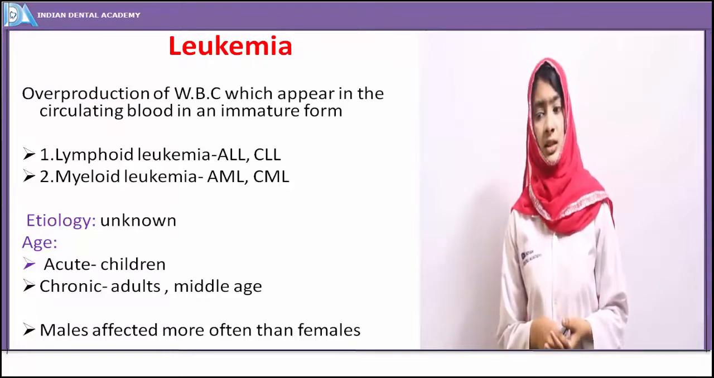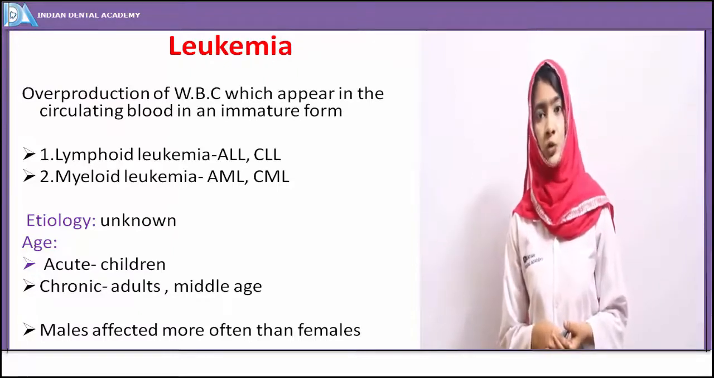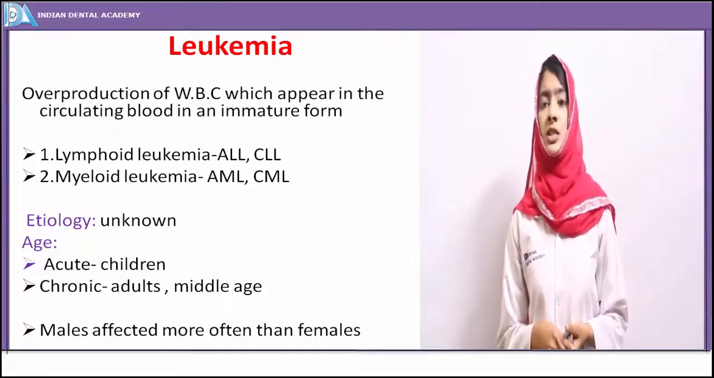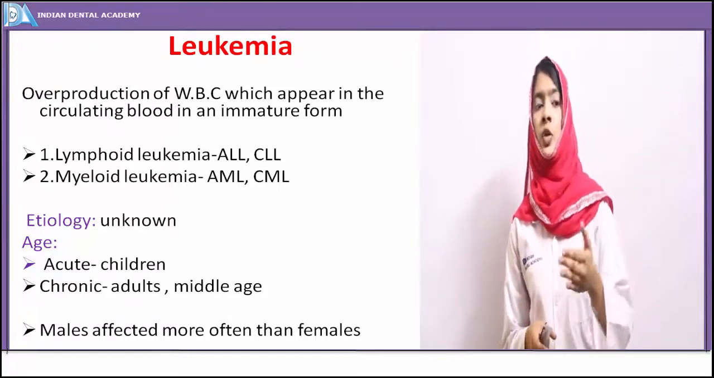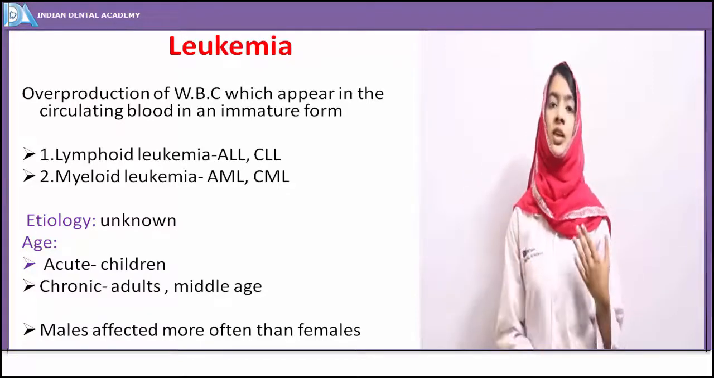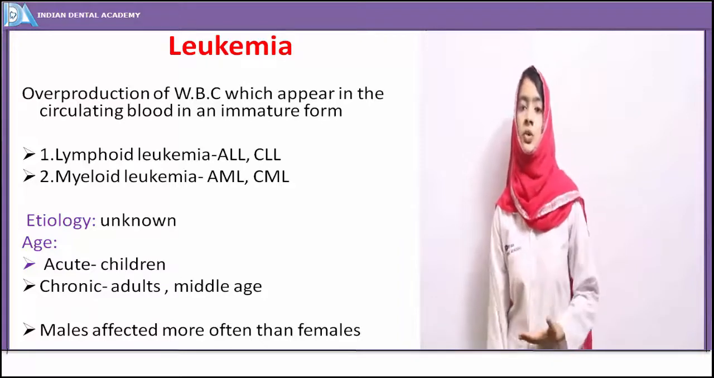The disease shows 2 clinical forms: the acute form and the chronic form. The acute form shows a survival rate of less than 6 months, whereas the chronic form has a survival rate of 1 or 2 years.